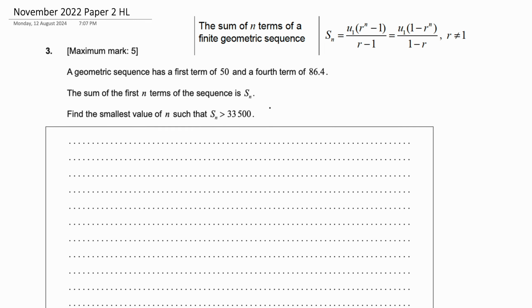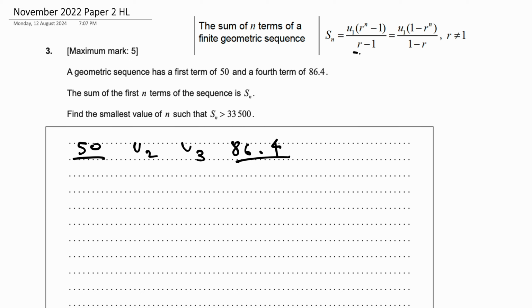So how do we get started? Up here I've just copy pasted a relevant formula from the maths data booklet. Let's represent this scenario. We have 50 as our u of 1. We have u of 2, u of 3, and then finally we have u of 4, which is 86.4. Here we have a formula which we could use for this problem, the S of n formula.